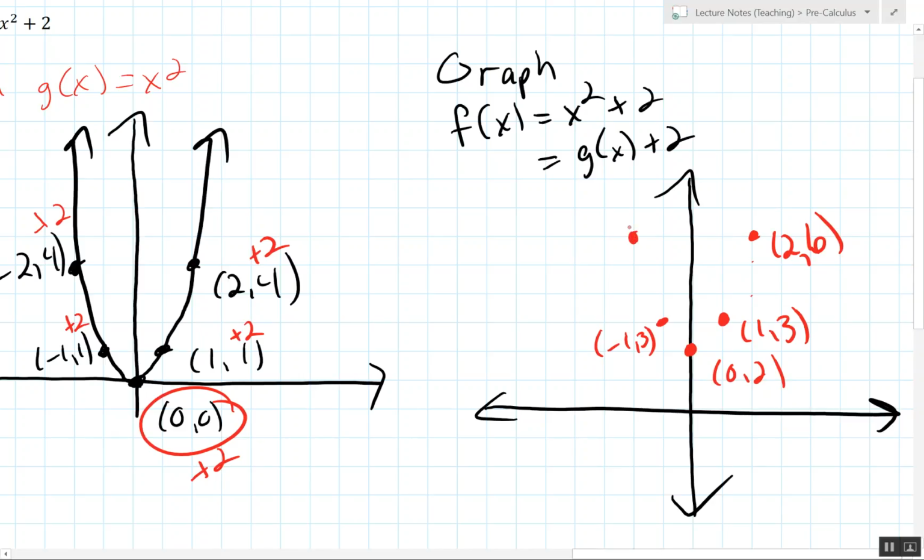It thinks my palm is a mouse here. Then we just play connect the dots like we did before. And here is our translated parabola. Let's just draw it one more time. There we go. That looks a little bit more parabolic. So there you go. Translating things up and down, those are vertical shifts. Next will be horizontal shifts.